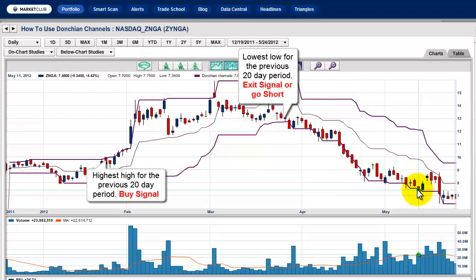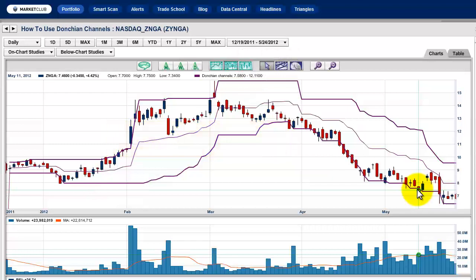Now, there are advantages and disadvantages with this particular method. One, it tends to not get out at the top or in at the bottom. Remember, it's a trend following technique. And like many trend following techniques, you're going to leave the top and the bottom off the table. You're going to get the fat part in the middle, which is the important element of catching big profits. So that's how you use Donchian channels.